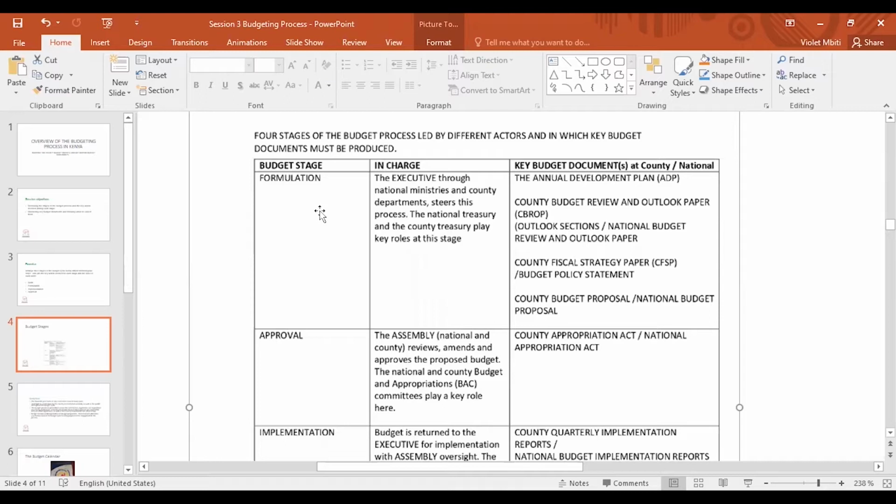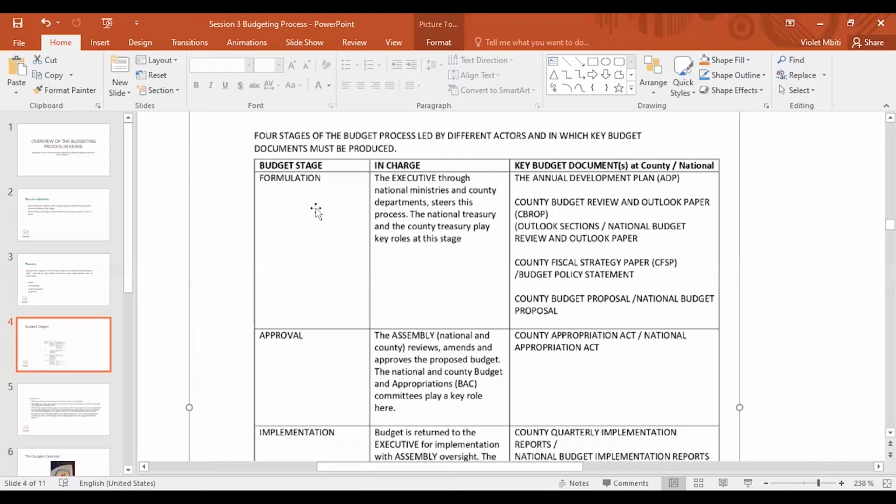So when we are speaking about the county executive, then they are at the county. And if we are talking about national, they are at the national. So you will find that even when we are saying the documents that are at each stage, I'm putting the ones at the county and the ones at the national. And if you have any question while I'm presenting, you are welcome to ask.